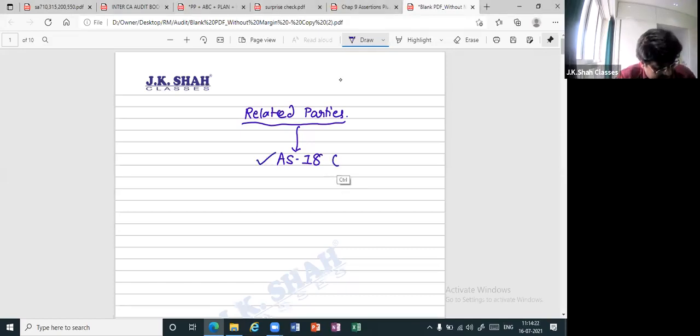By the way, AS 18, we people will call it in auditing as FRF. So what is the meaning of related party? Firstly, whatever is the meaning as per FRF. So whatever is as per AS 18, related party is definitely related party. Apart from that, SA 550 also tells us about related party. Now, when can I say that two parties are related?